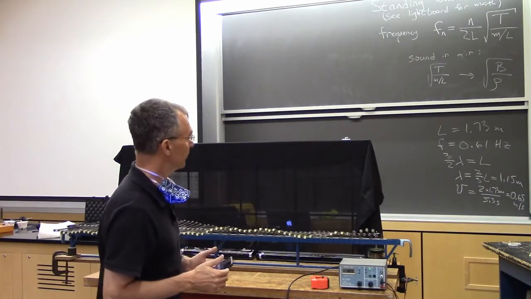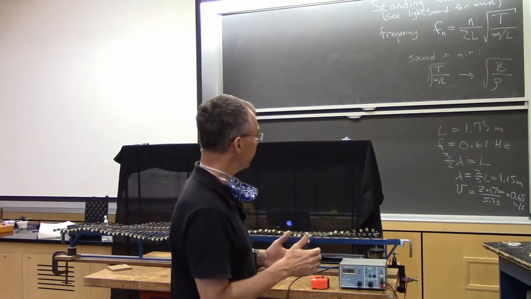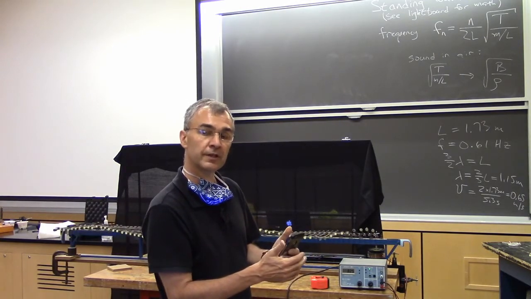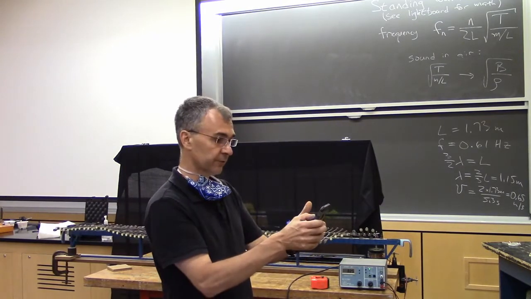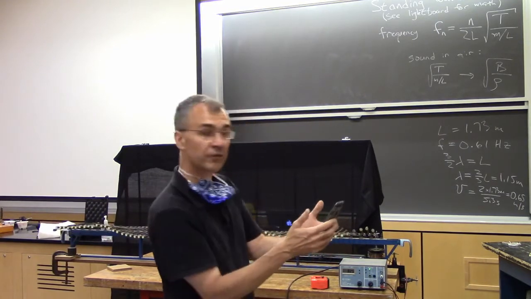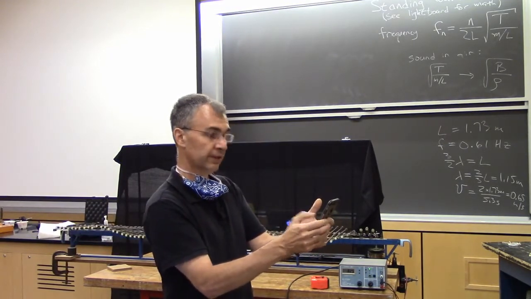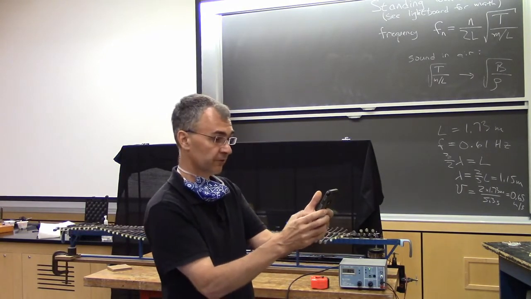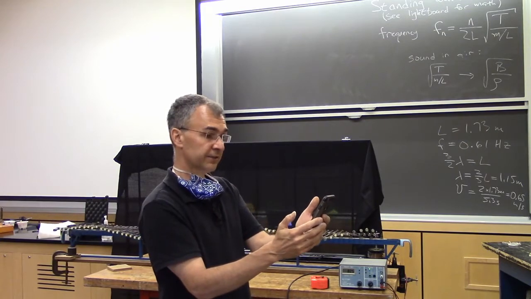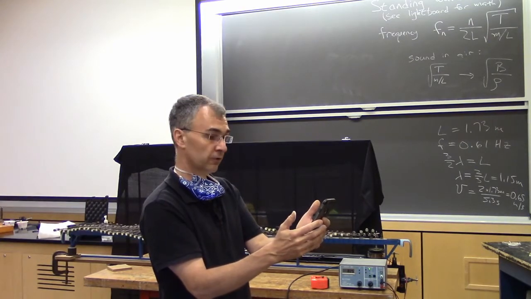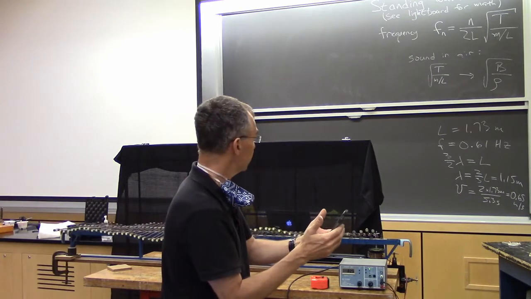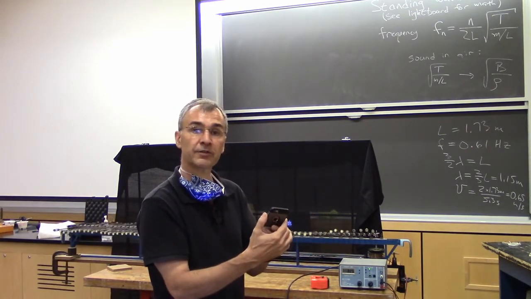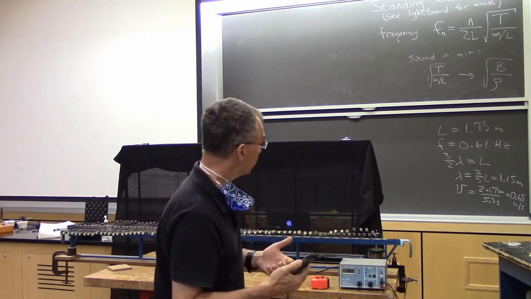And then, let's see, we expect the speed of wave propagation to equal the product of the frequency times the wavelength. So let's try that. The frequency was 0.61 hertz, and we'll multiply that by our wavelength, which was 1.15 meters. And the calculator says 0.70 meters per second. And we got 0.65 meters per second. So that's pretty good. That's within 10%. Hey, not bad.